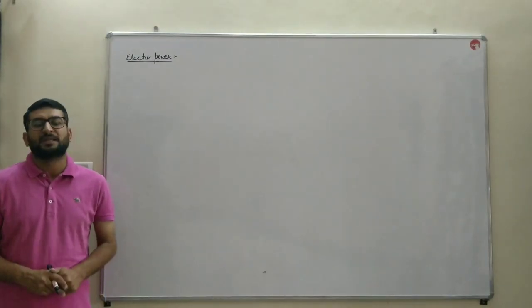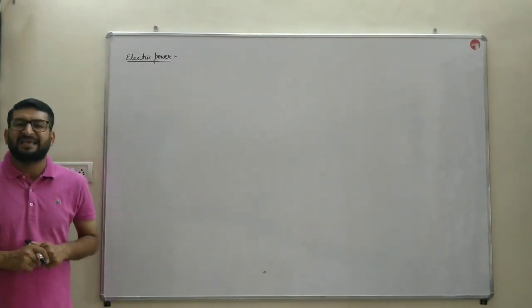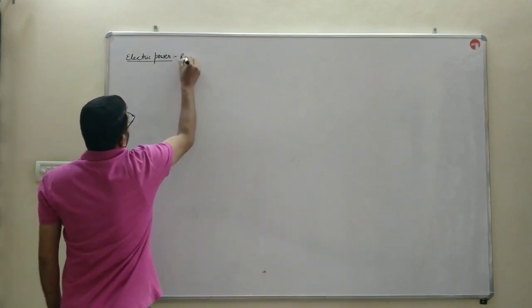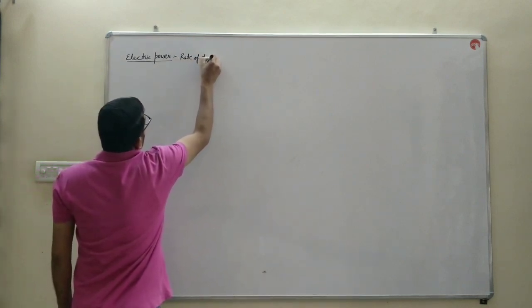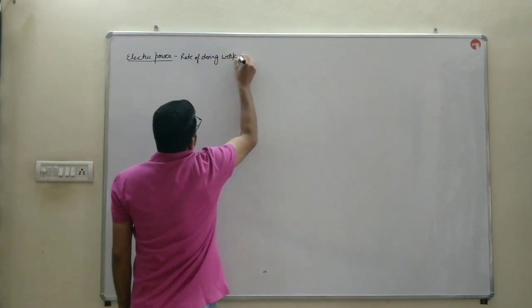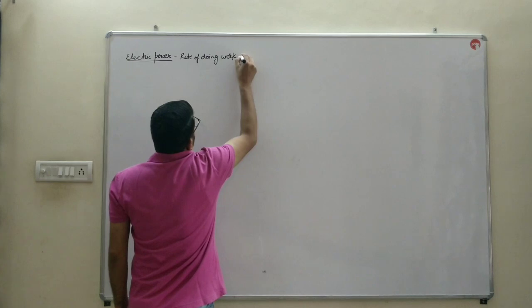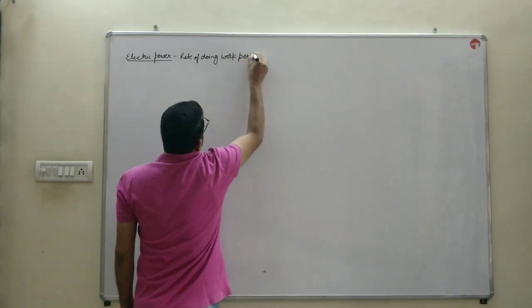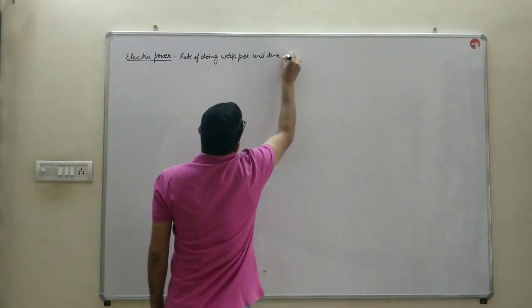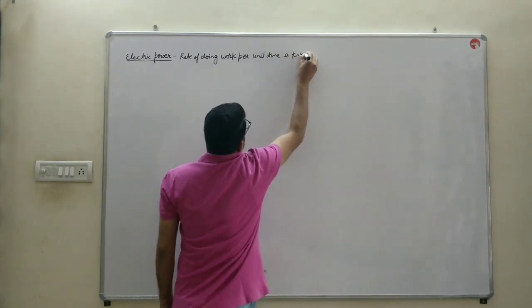Hello children, today we'll discuss electric power. What is electric power? Rate of doing work by an electric device is known as power. So, rate of doing work per unit time is known as power.